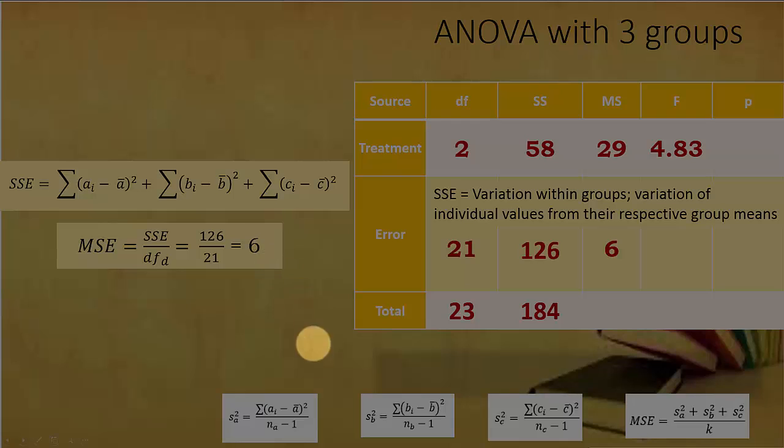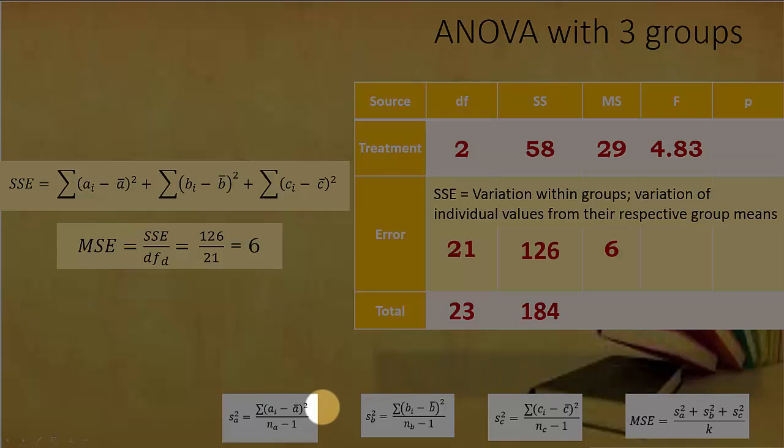I've also included at the bottom here a different way of calculating MSE, one that highlights another feature of MSE that I think is worth noting. So the first thing I've done down here is compute the variance of group A. That's just using the normal formulas. Then I did the same thing for B and the same thing for C. So now MSE can be thought of as the average of the 3 variances: S squared A plus S squared B plus S squared C divided by K, where K is the number of groups, in this case 3.